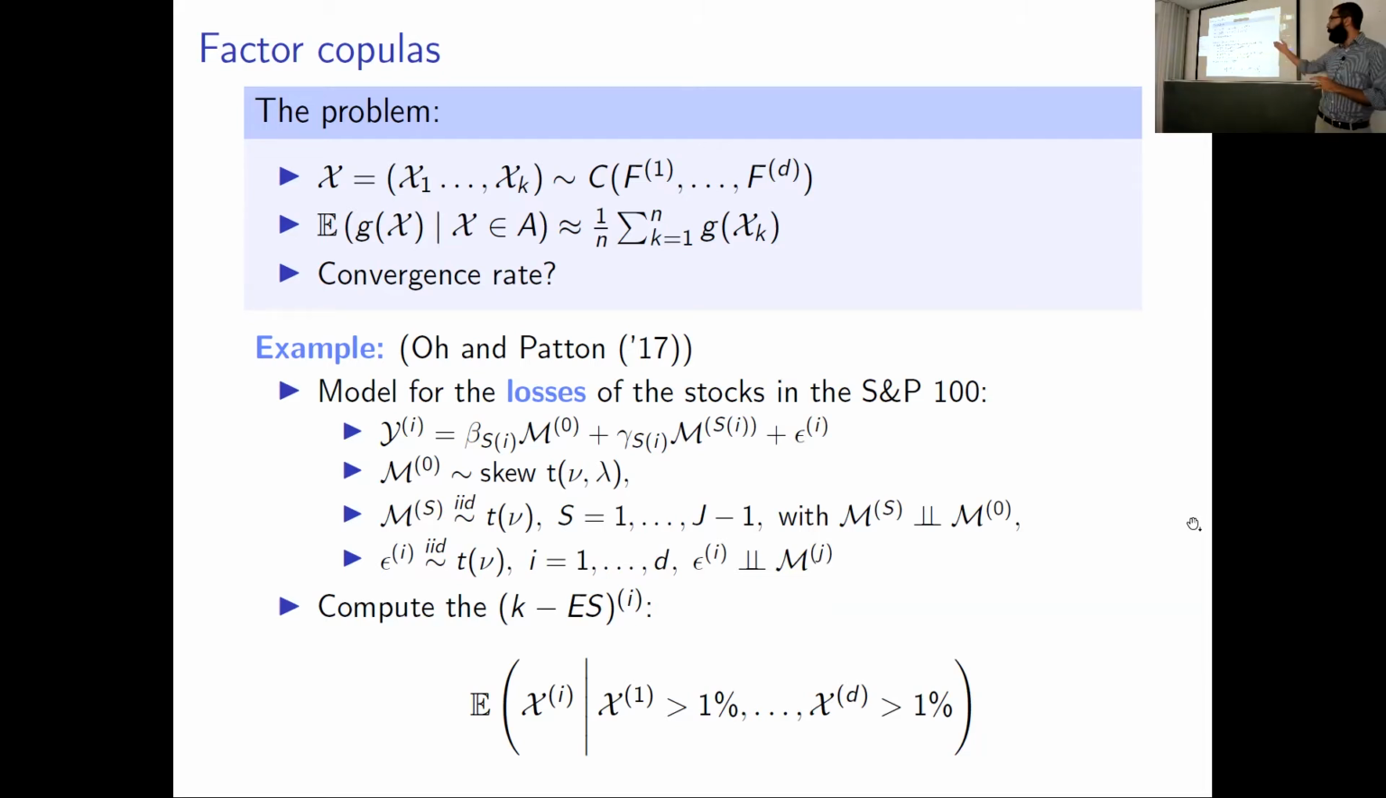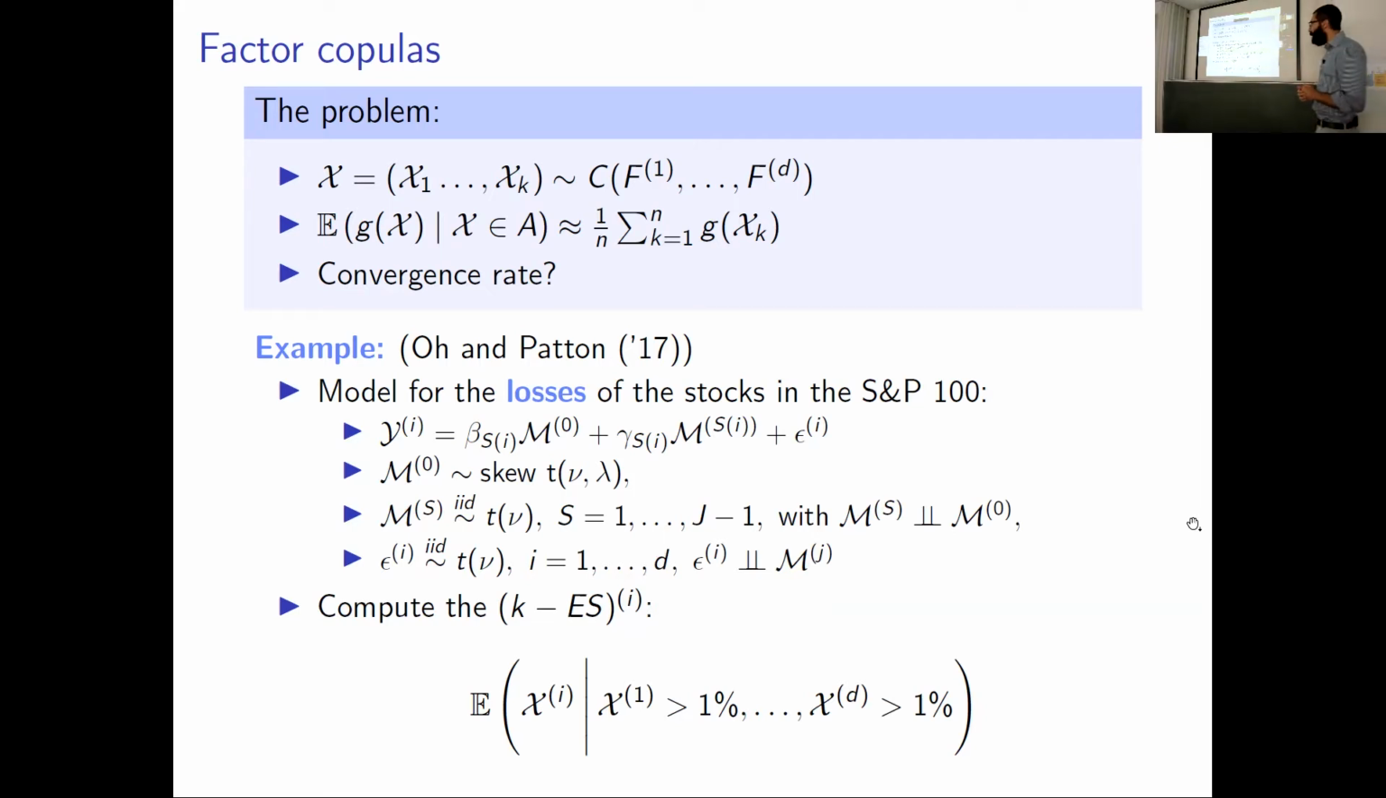So in the paper that I mentioned earlier, Oh and Patton 2017, they have a very interesting model for the S&P 100. So they say that the surrogate model, the Y, is a component. I'll talk about this model again later, but the Yi, each one of the components in the surrogate model, is given by a beta multiplied by a factor M that doesn't change with the component i, plus a gamma multiplied by a factor that depends on the component i, plus an idiosyncratic error.